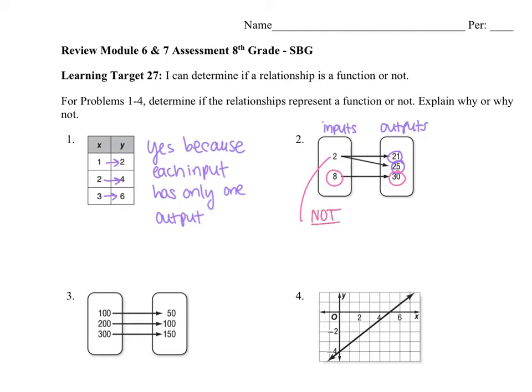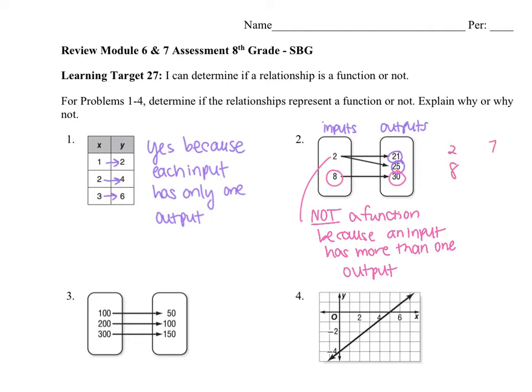So not a function, because an input has more than one output. Now remember, it's okay if an output is shared. So if we had a situation where it was 2, 8, and we had 7 as the only output, and they both went to 7, that's okay. Inputs can share outputs, but one input cannot go to 2 different outputs. So this one's not a function because an input has more than one output.